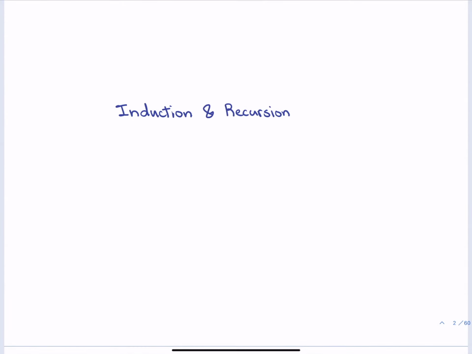All right, so today's lecture is almost taking a step back from last lecture, just covering some basics on induction and recursion. Again, it might be basic, but it's really important to get this right, so I want to spend a little extra time on it.